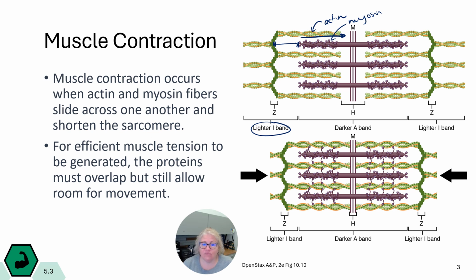So to have efficient muscle contraction, we have to have some overlap. But if we have too much overlap, the myosin will bump into the Z line. That's not efficient. If we don't have enough overlap, there won't be any area for the myosin to grip on the actin. So we have to have some overlap. A little bit of overlap is ideal. So we want a resting position where there's some overlap, but still also some room for movement.